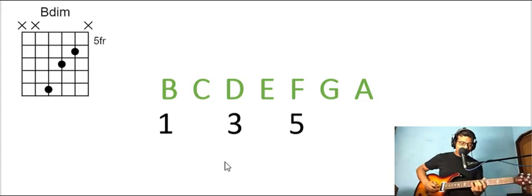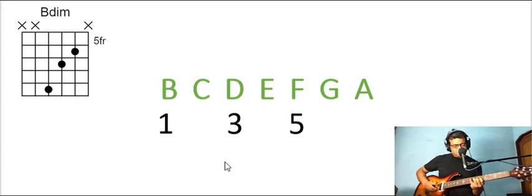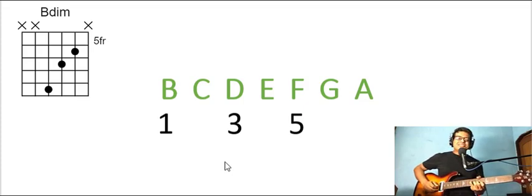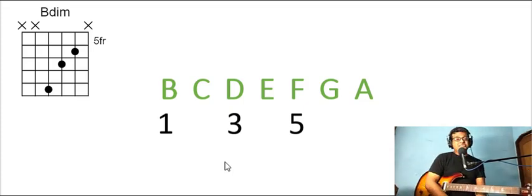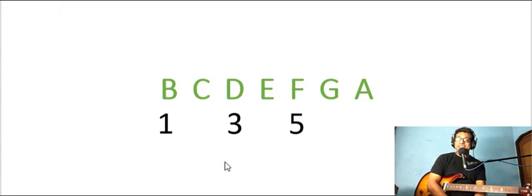Okay, let's see. B, D, F. You know what? That is a very unusual chord. This chord is a B diminished. So just remember, it's a B diminished. Remember, the seventh chord is a diminished chord. That's all you need to remember. The seventh chord is a diminished chord.